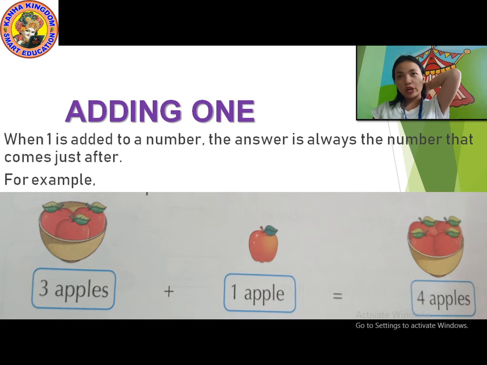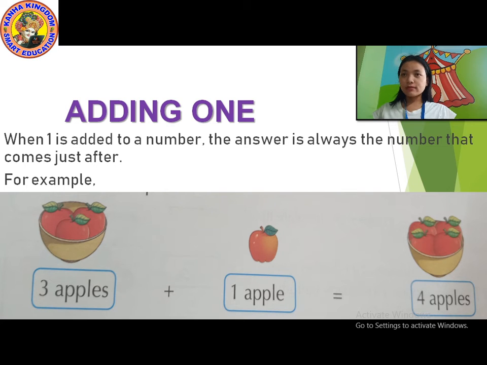So when 1 is added to a number, the answer is always the number that comes just after. Okay student, for example, if you have 50 toffees and someone gives you 1 toffee, then how many toffees will you have?